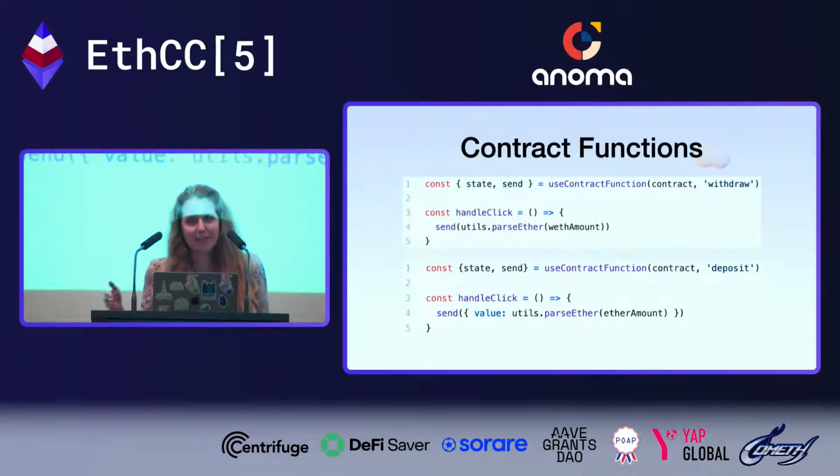We can also not only send transactions, but also call contract functions, and it's still very simple. We have this useContractFunction hook, and we just need to pass the contract we would like to call, and then the name of the function, and it returns you state and send. Send is the function you need to call with the arguments that this transaction needs, and then it will be just sent.